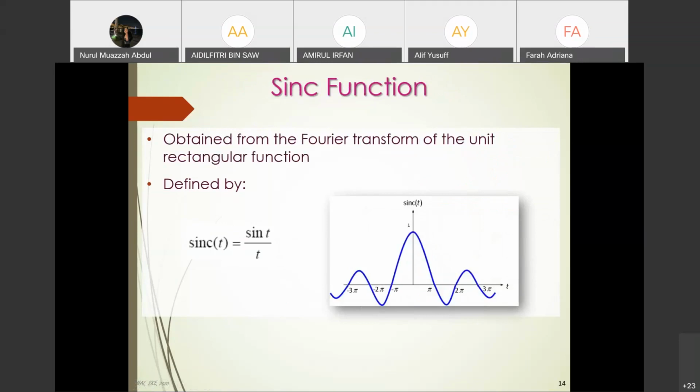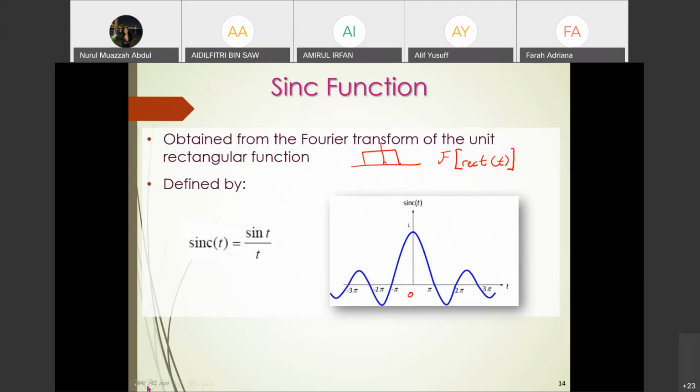Another one is sinc function. Sinc function is actually a very important function in the communication system. It is obtained from the Fourier transform of the unit rectangular function. It means that if you perform Fourier transform from rectangular function, this is rectangular, if you perform Fourier transform for this, you get sinc function. Sinc function is actually sin(t) function divided by t again. So you will get something like this. This is a sinc function. It is symmetrical at zero also.